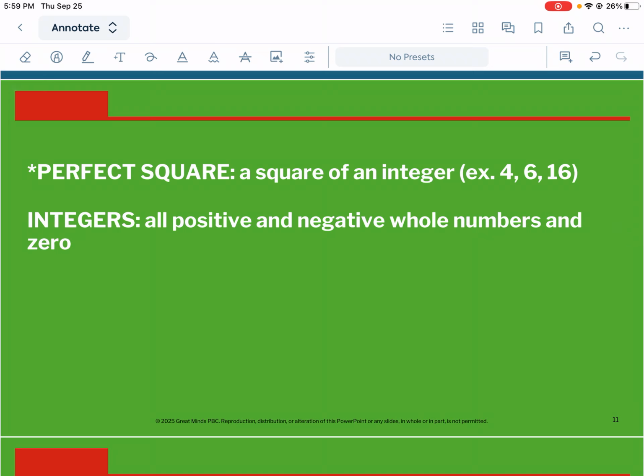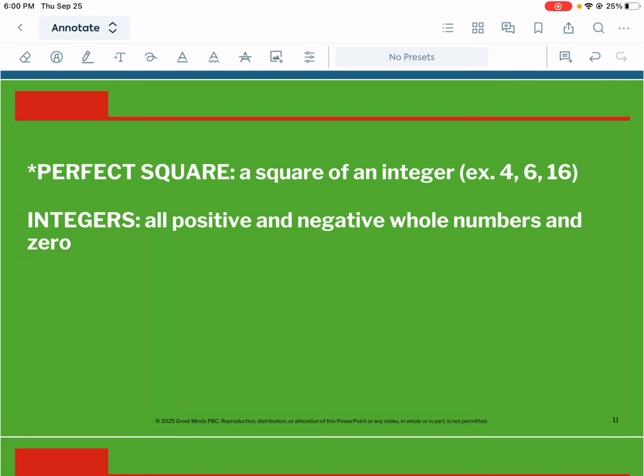Here is a quick definition for you of a perfect square. If you did not write this down, pause here and write this. A perfect square is a square of an integer, like 4 is a perfect square because if I was to square root it, that'll give me 2, because 2 times 2 is 4, and we get a whole number if we perform the opposite operation.